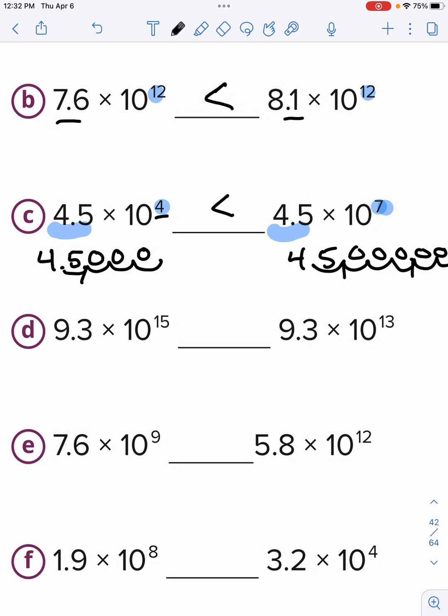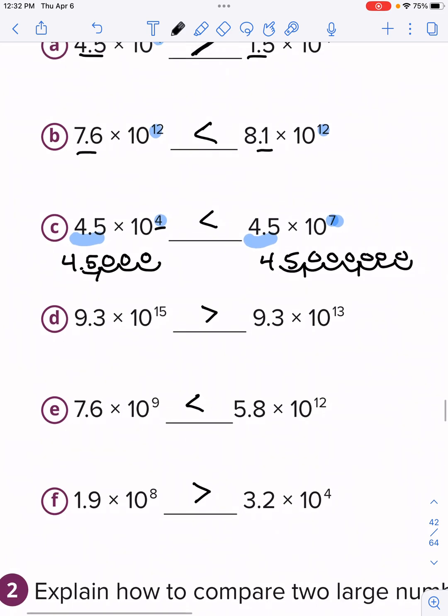Okay. So hopefully you've paused. I'm just going to write the answer. This should be greater than, this should be less than, this should be greater than. But if you're not sure, expand it out, just like what we did with C, so you can see how to compare.